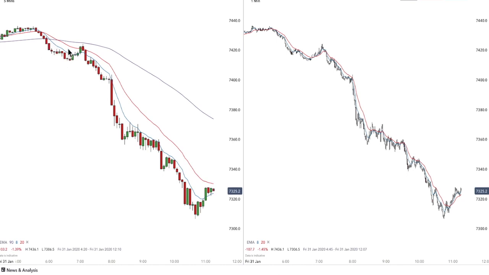I've got the 8, the 20 and the 90 EMAs. However, the actual numbers themselves aren't necessarily that important. The 3 EMAs I use for context: a very short, a medium and a long-term EMA. This is the 90. And they all play their part.